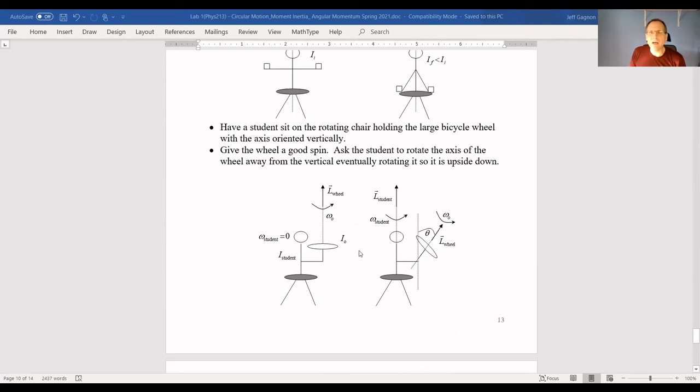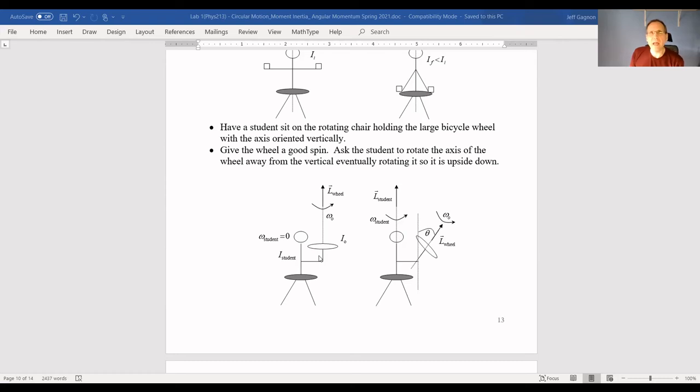Okay, and then the last part is with the bicycle wheel. Again, you have to watch the video to see this, but originally the student is sitting in the chair and they're not rotating, they're still. The bicycle wheel is spinning. If you're looking from above, it's spinning counterclockwise.